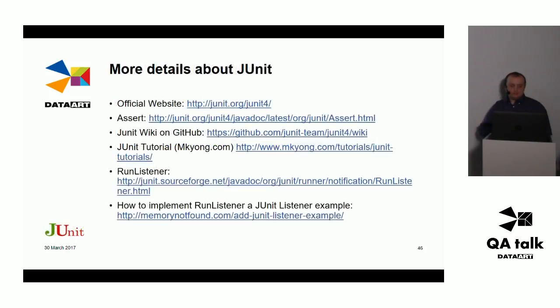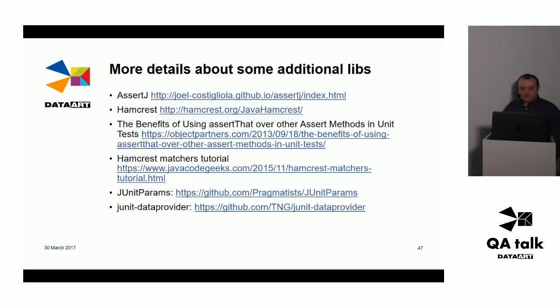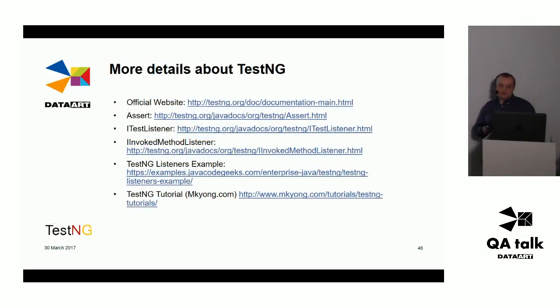Here I would like to give you links. So links on what I used. Links on documentation, on asserts, on some examples of listeners, and on the third-party libs like AssertJ, Hamcrest, JUnit Params, JUnit DataProvider, and TestNG.